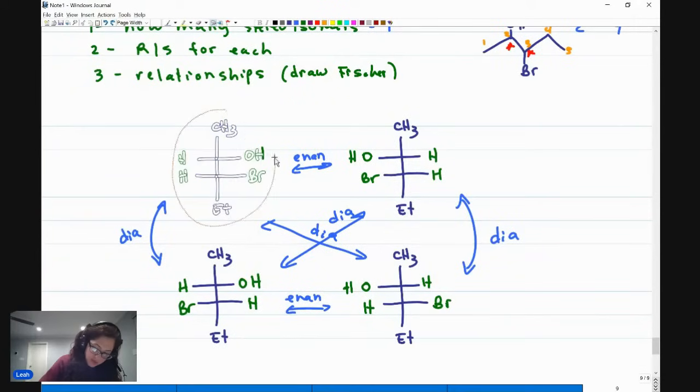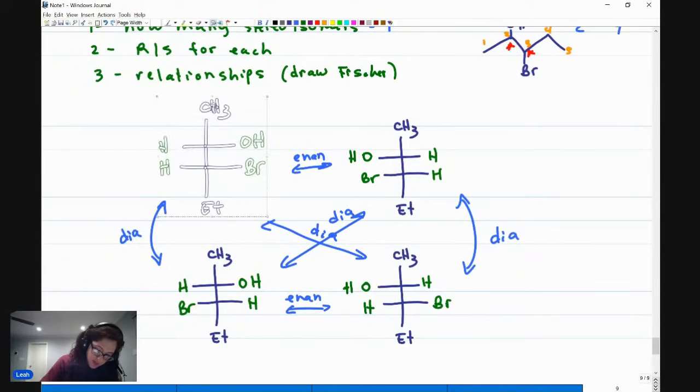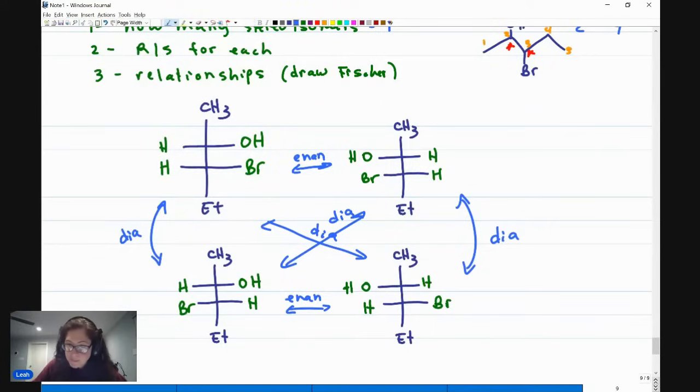So I'm going to make this one slightly bigger so we can see it and work on the chirality here. We're going to take one carbon at a time.